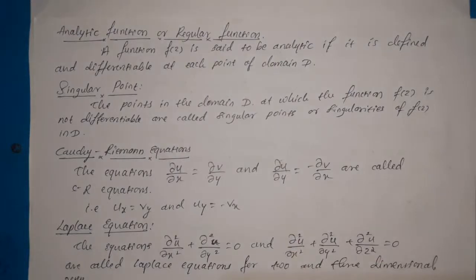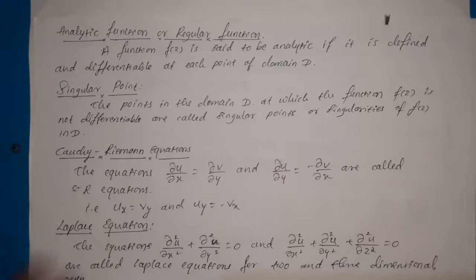So already we have defined a function of a complex variable, which is represented as w is equal to f of z, and that can be represented as u of x comma y plus i into v of x comma y. So we have solved examples on that concept. And now, analytic function or regular function.